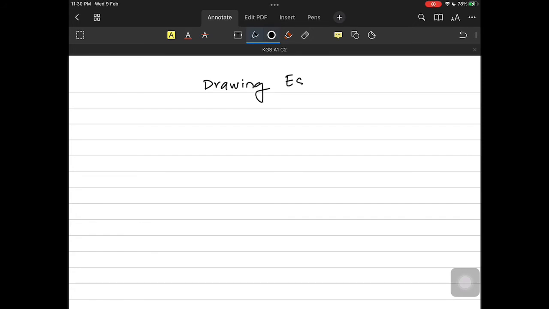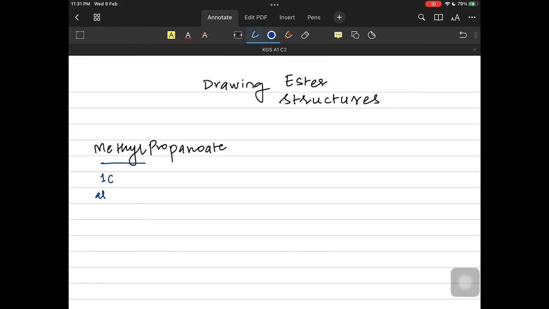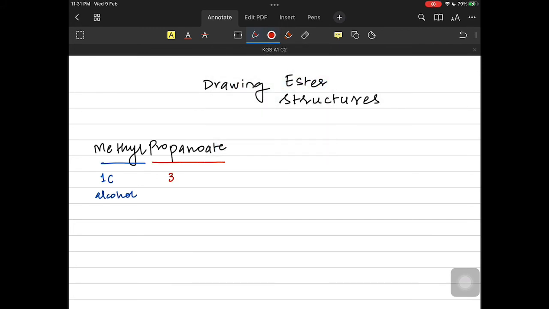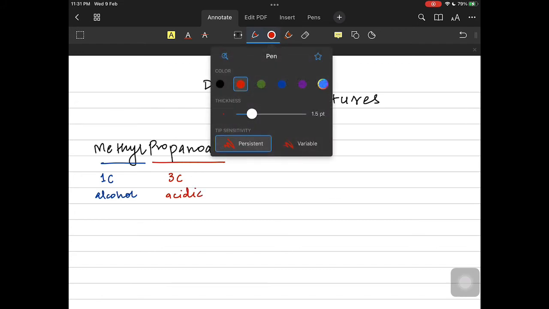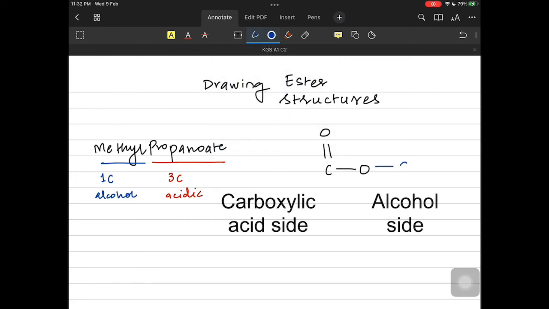Let's try some practice of drawing ester structures. Let's see. Imagine we want to draw methyl propanoate. So methyl means 1 carbon alcoholic side, because first part of the name is alcohol and the second part is always acid. So propanoate means 3 carbon acidic side. The -oate always indicates the acidic side of the ester. So my suggestion is first draw the ester structure. Draw a carbon with a double bonded oxygen, then 1 more oxygen. The left side here is the carboxylic acid side and right side is alcohol.